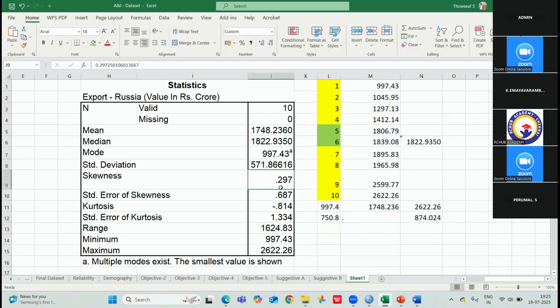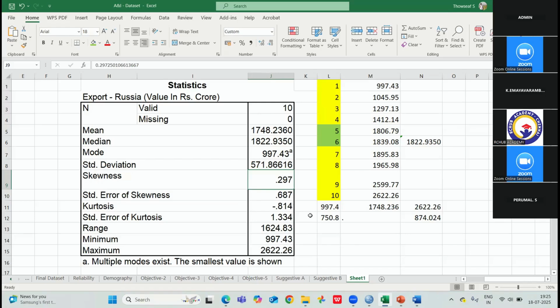And skewness, as I told, is the measure of flatness. If the skewness value is greater than 0.3, it is very flat. It is highly skewed. But here it is not so. The data are normally distributed. Similarly, kurtosis value should be between -1 to +1. That should be the value. It is 0.8, which means the data are normally distributed. So this is how you have to make an interpretation.